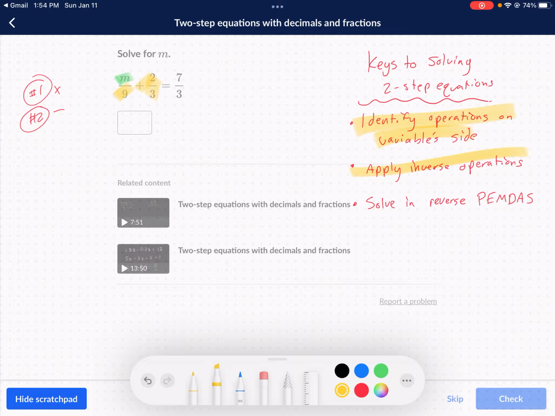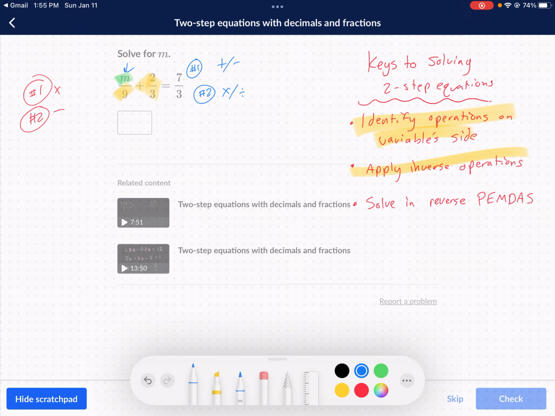And then we're going to solve in reverse PEMDAS. This is the one that kind of trips people up. Generally, though not always, most two-step problems are going to have you do plus or minus first. That's going to be your first step. And then your second step is going to be multiplication or division. That's just because we have to go in reverse order of operations. If we're going to undo the operations taking place to our variable, then we have to go in reverse.